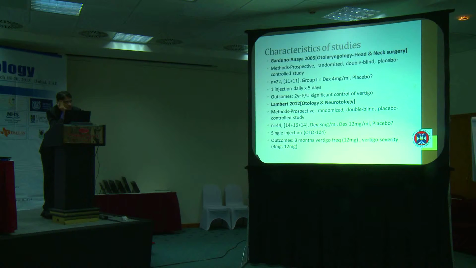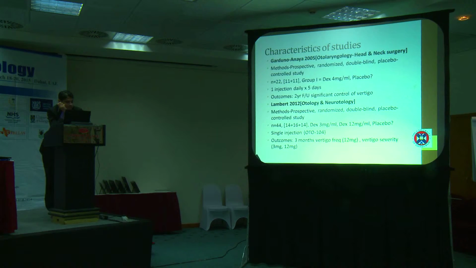And they basically showed that in the group that had the dexamethasone, 9 out of 11 patients had vertigo control as per the American Academy criteria. So they were in group A, so they had good control of severity and frequency of vertigo, and 2 of them had partial control, and none of them in the placebo group had any significant change in vertigo.